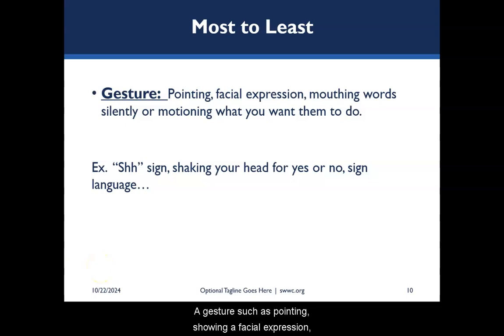A gesture such as pointing, showing a facial expression, mouthing words silently, or motioning what you want the student to do provides a little nudge for any student to be successful and keep them on track. An adult can use a gesture with a student sitting next to them, or gesture when they're standing across the room.